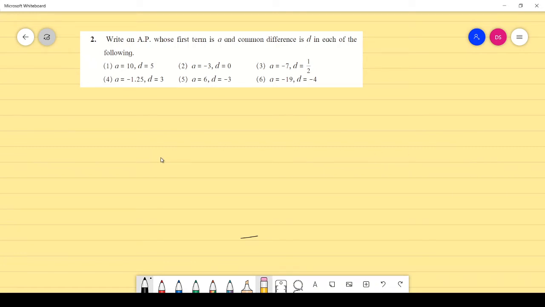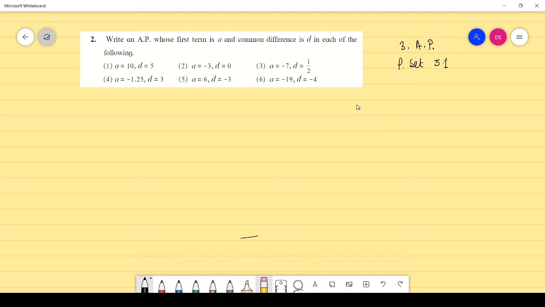Hello, all of you. For today's session, we are going to solve the remaining part of practice set 3.1. This is the first practice set of chapter number 3, called arithmetic progression. From now onwards, no need to write the complete word, arithmetic progression. AP is sufficient.